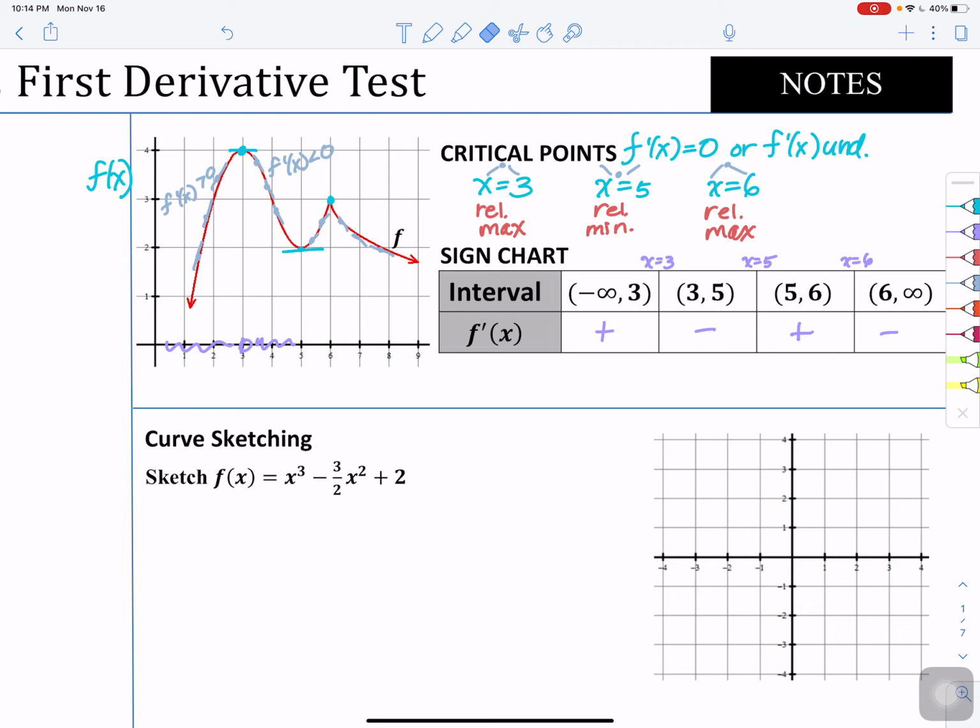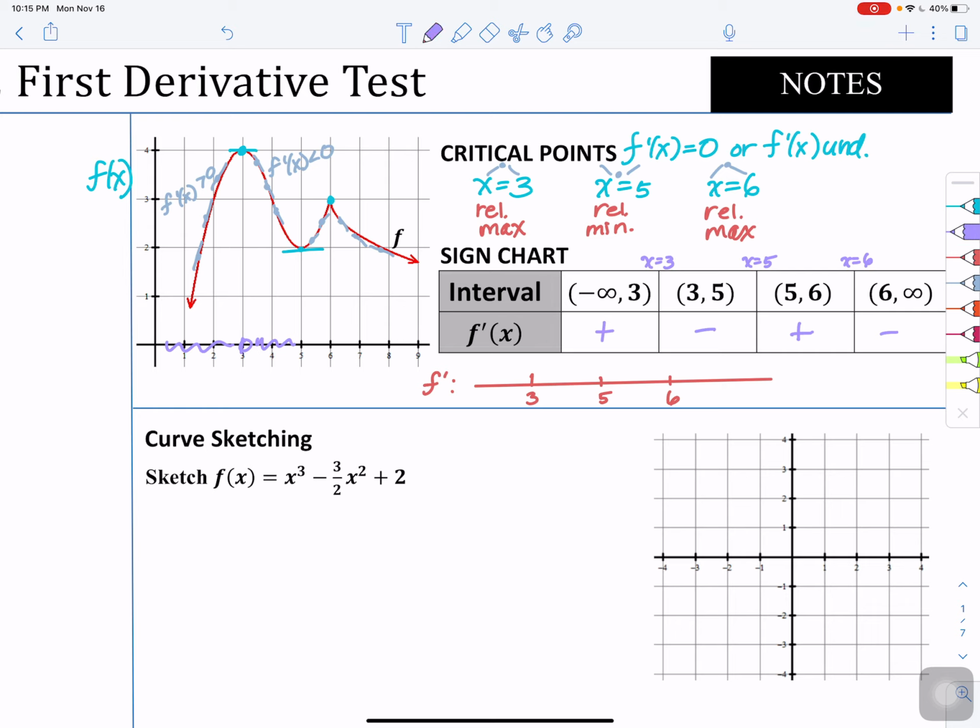I'm going to show you how I would make a sign chart and not make this table. So more of a sign chart. We'll go ahead and write f prime, labeling what we have on this line. And I will put those critical points on there. So I would put 3, 5, and 6. They don't have to be spaced out in any particular order, or perfectly spaced. What we want to do is just find a test value in each interval.